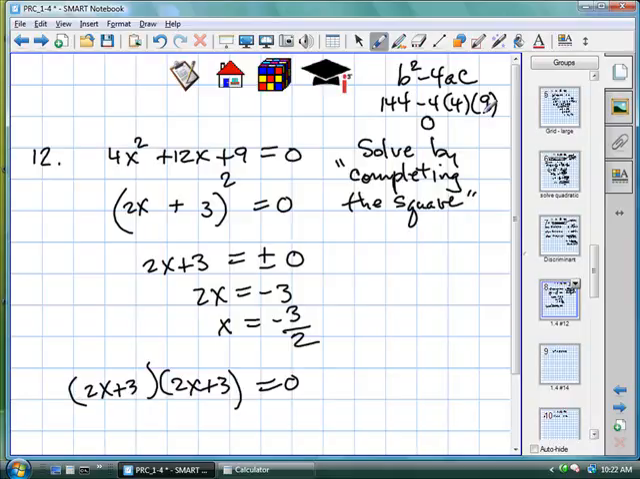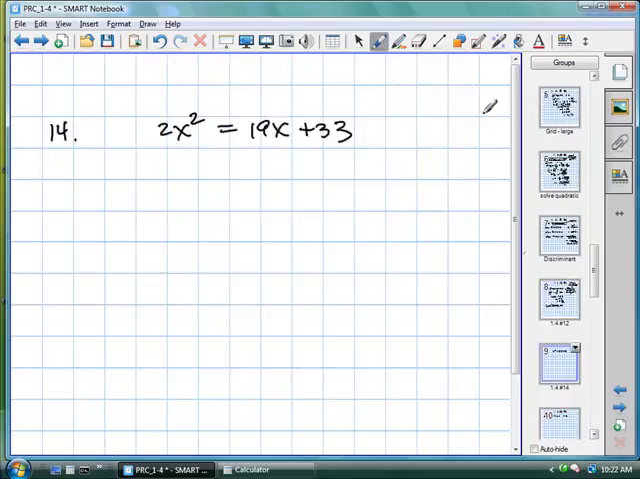On we go. 14. Solve for x. Well, this is not in the right format, right? So when you solve a quadratic, how do you want to begin? What do you want to be your beginning point? You want it set equal to 0. So let's subtract 19x from 33, and let's get it in that format first.